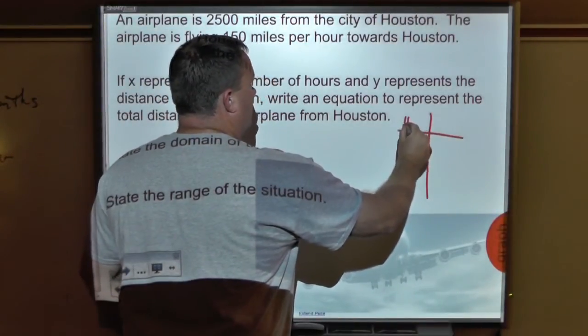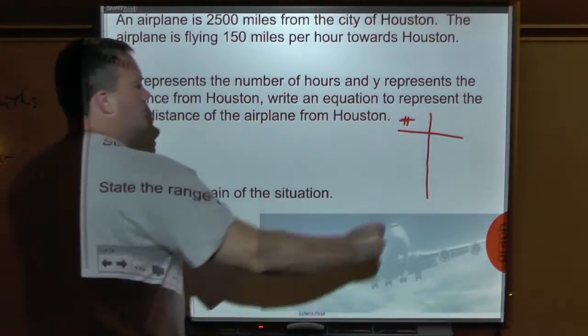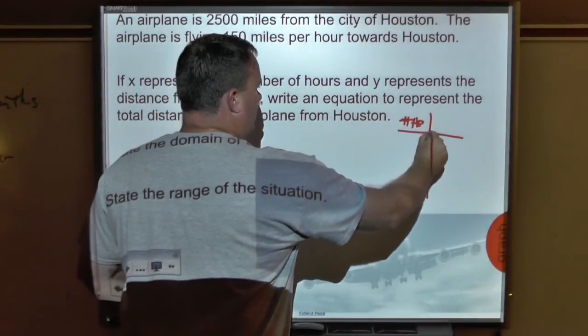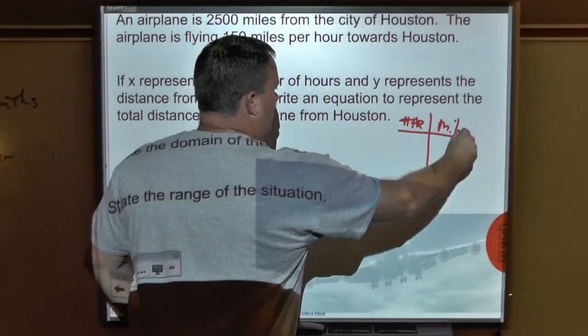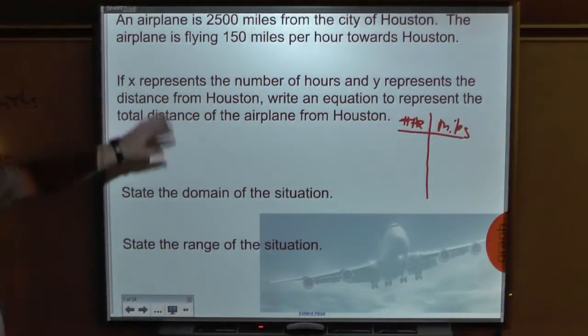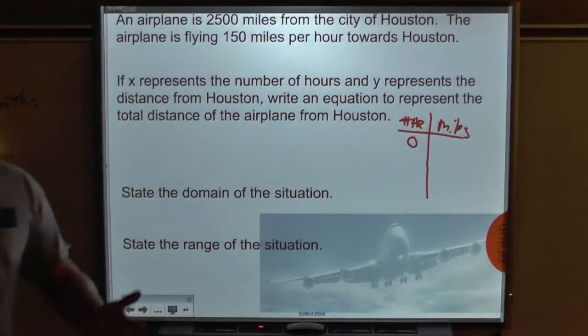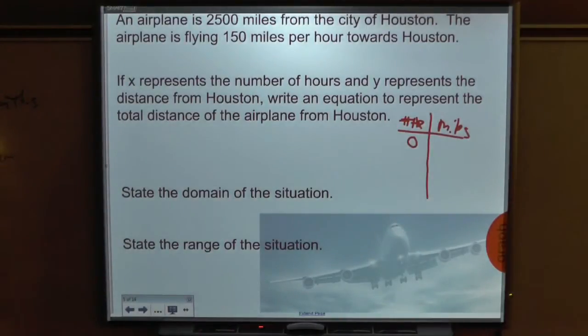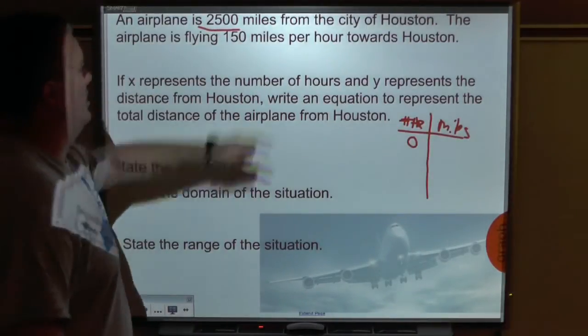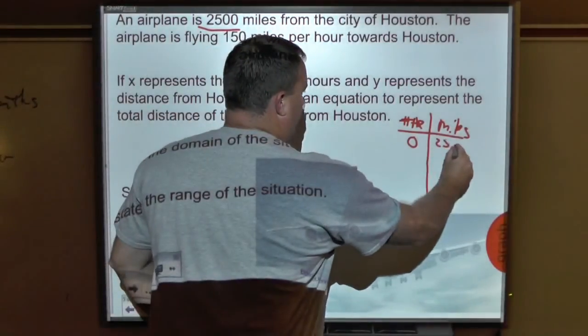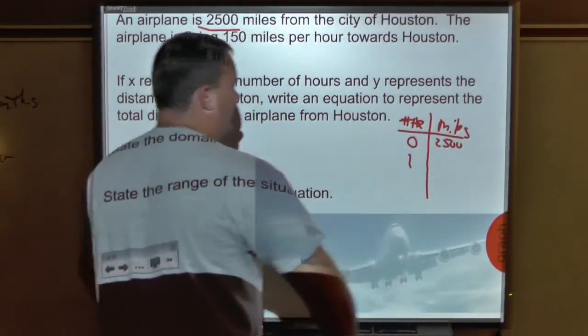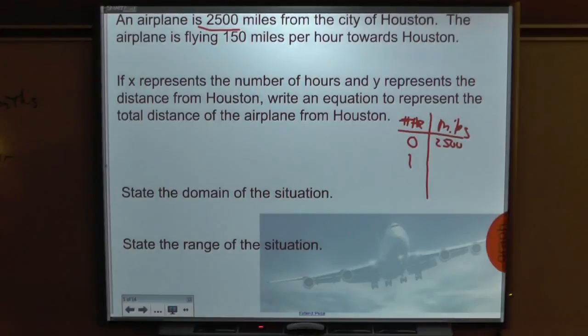You've got number of hours, then you've got miles from home, and they can tell you all this. At 0 hours is where you're going to start. Remember, that's your initial value, your starting point. Well, your starting point is again 2,500 miles from home. After an hour, they're going to be 150 miles closer.